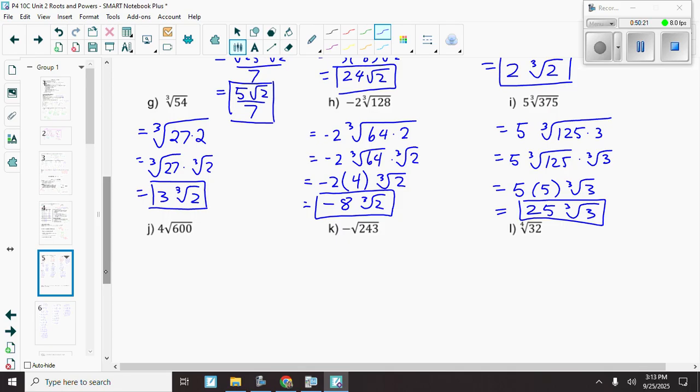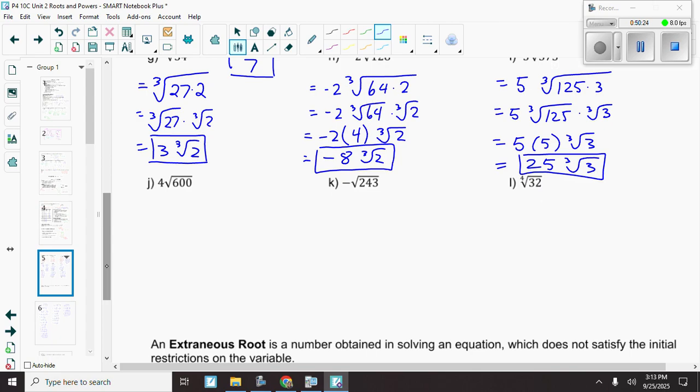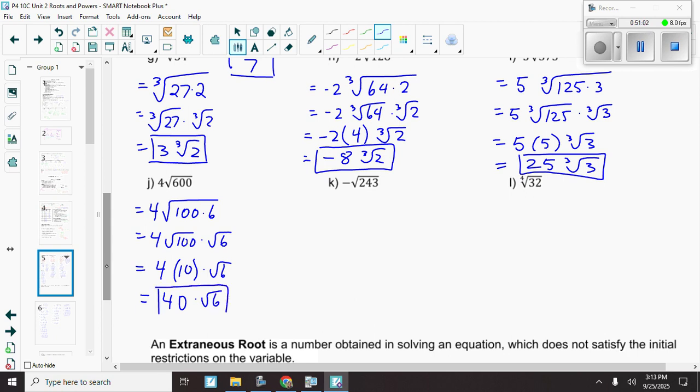Heading over to J, I'm at 600. I'm back to my square root. My index is 2, so I'm looking for my square root. And as soon as you see zeros, think 100. 100 is an awesome perfect square. So I'm going to keep my coefficient in front and do 100 times 6 under my square root sign. The square root of 100 is 10. So I end up with 40 times the square root of 6.